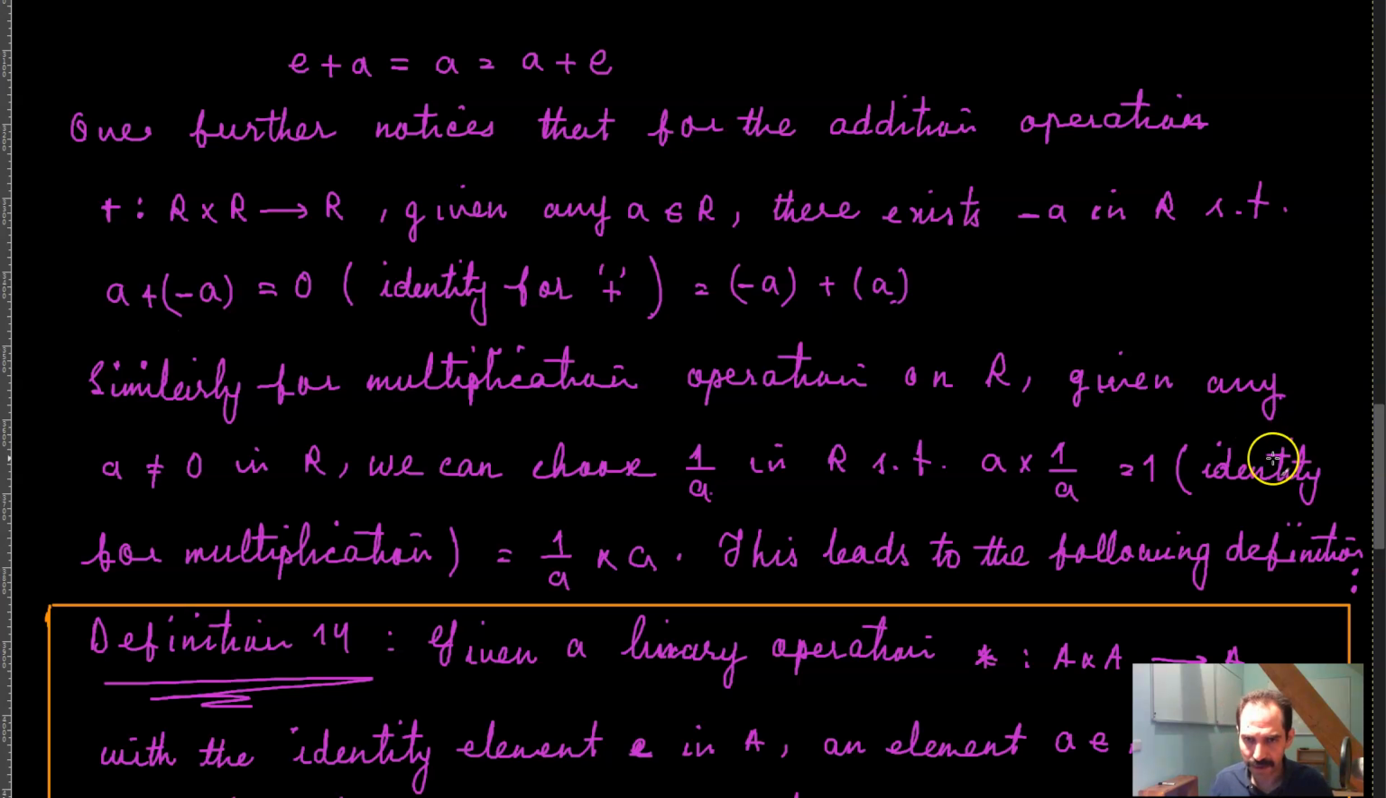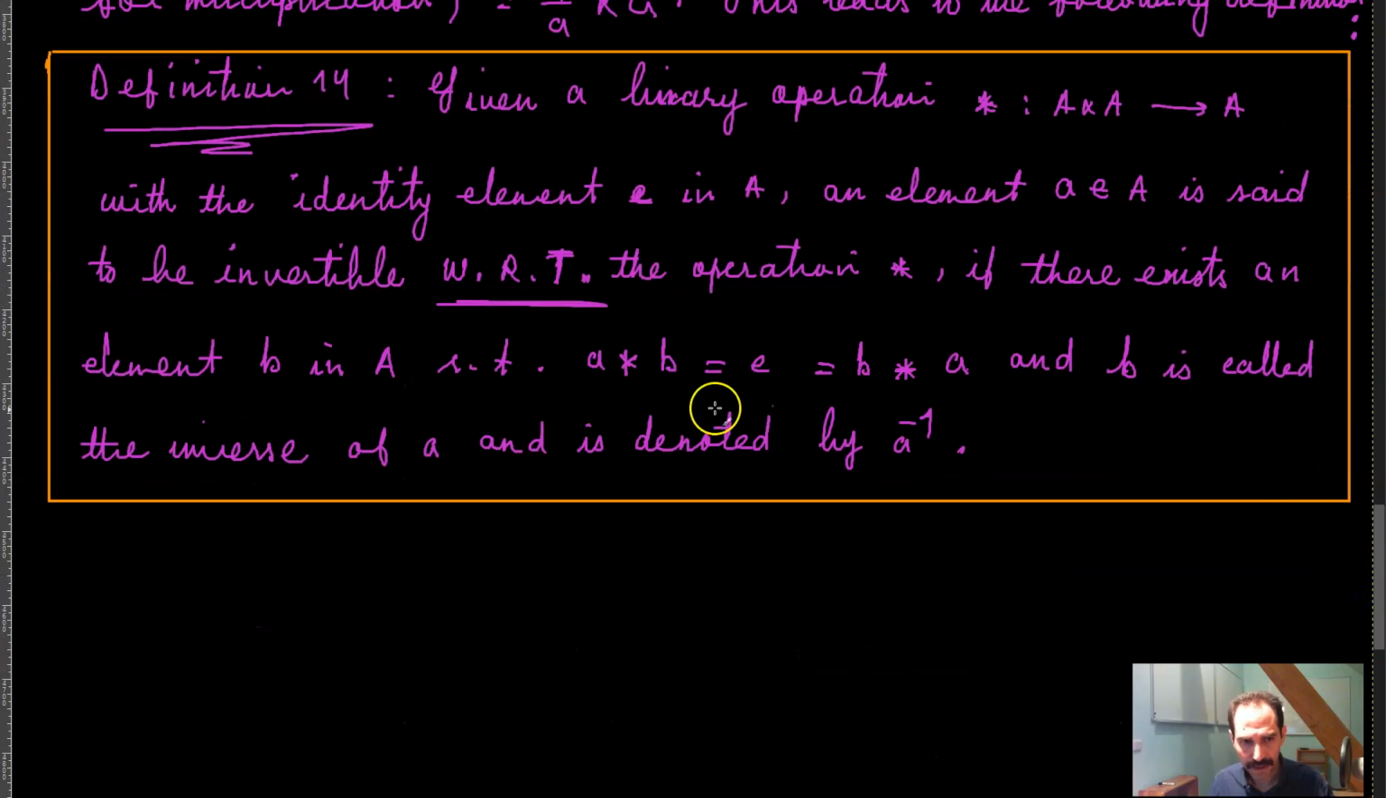That's what it means. For example, if you take A as 2, then there is a negative 2. 2 plus negative 2 is equal to 0, negative 2 plus 2 is equal to 0, and 0 is the identity for addition in R. So you can say that negative 2 is the inverse of 2, and the inverse of negative 2 in R is 2. So that's definition number 14.